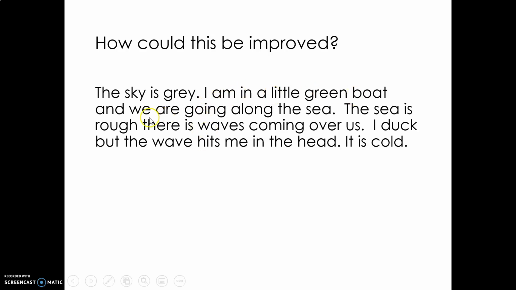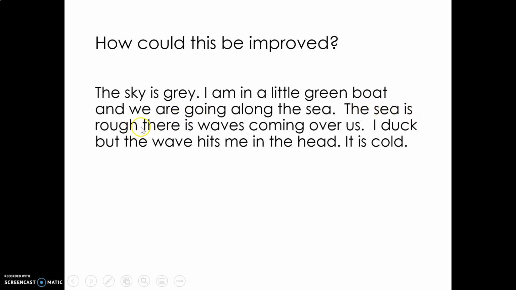We've also got this phrase, we are going along the sea. Well, that seems to me to be rather informal. So we're going to have to think carefully about our word choices and make sure they're very clear and precise. The sea is rough, okay? There is waves. Well, first of all, we've got a bit of a run-on sentence here. That is two sentences joined together.